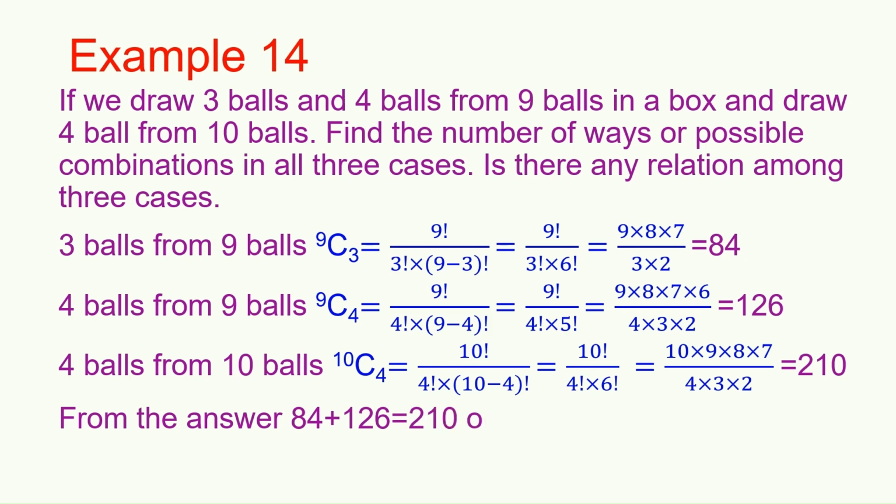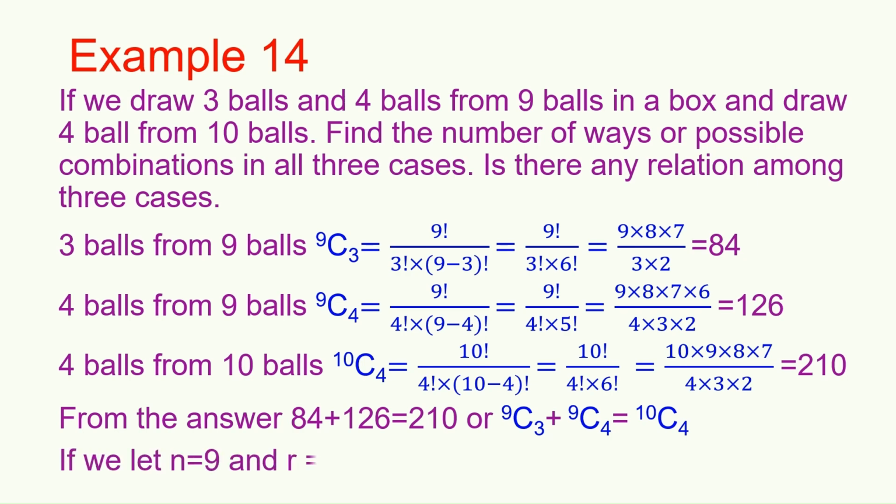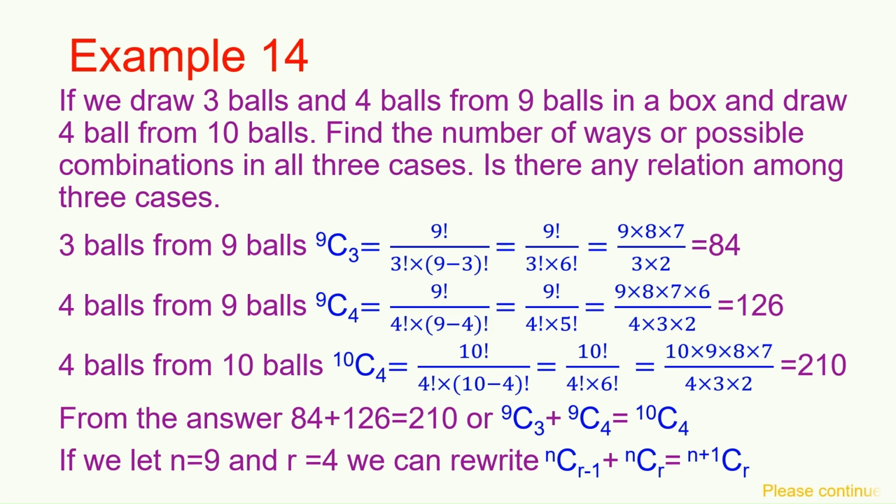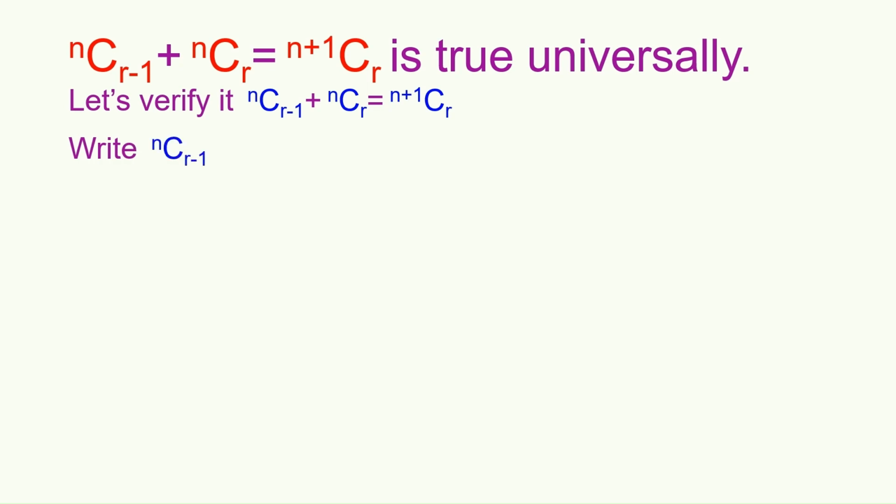From the answer, 84 plus 126 is equal to 210, or 9C3 plus 9C4 equals 10C4. If we let n equals 9 and r equals 4, we can rewrite it as nC(r minus 1) plus nCr equals (n plus 1)Cr. Is it true universally? Let's verify it.